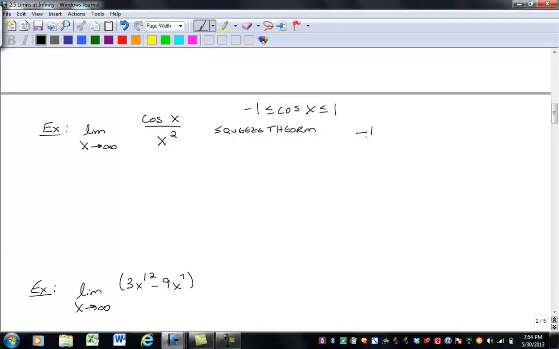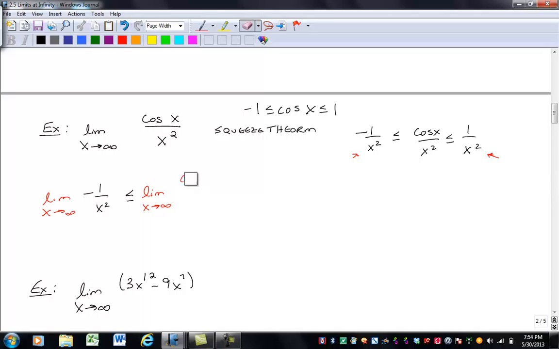So I know that -1 over x squared is less than or equal to the cosine of x over x squared, and that's because -1 is less than or equal to cosine. And this is less than or equal to 1 over x squared. That's because cosine is less than or equal to 1. And I can take the limit of all 3 sides of the squeeze theorem I've set up. And I get the limit as x goes to infinity of -1 over x squared, less than or equal to the limit as x goes to infinity of cosine x over x squared. This is what we're trying to find. We don't know any special things about these trig limits yet.